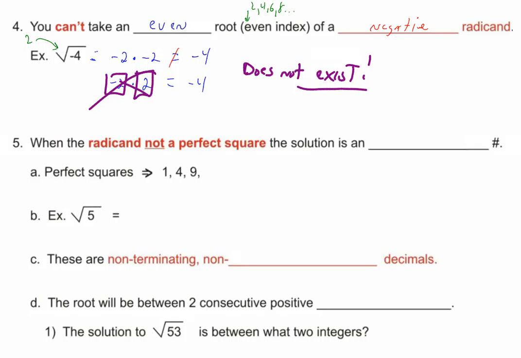All right, number 5. When the radicand is not a perfect square, the solution is an irrational number. An irrational number.